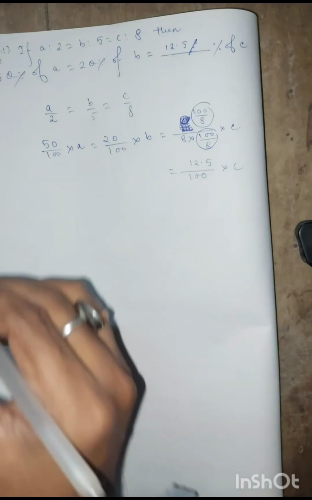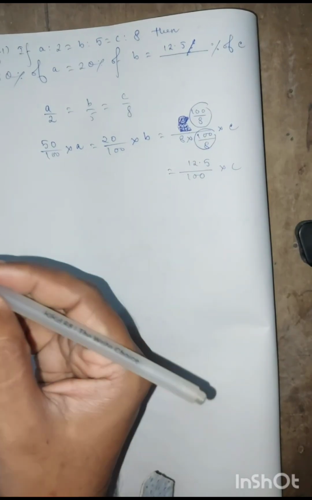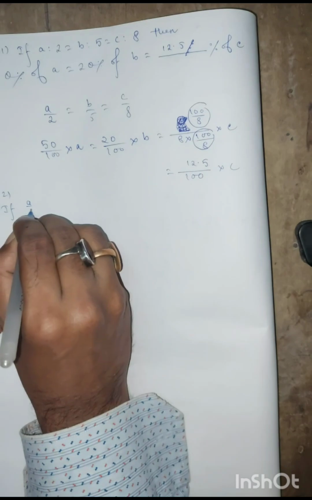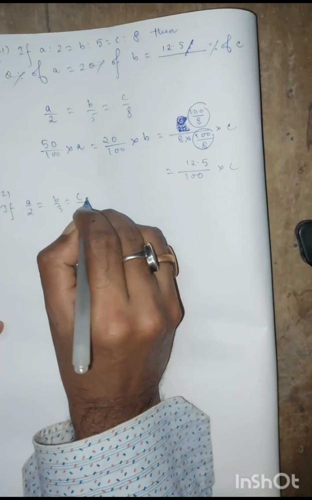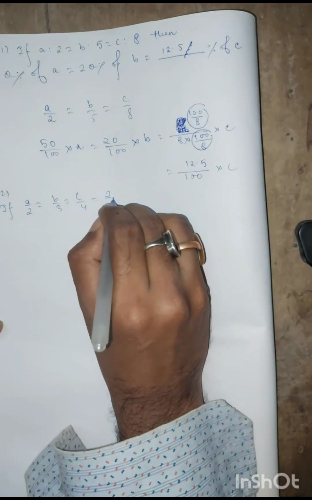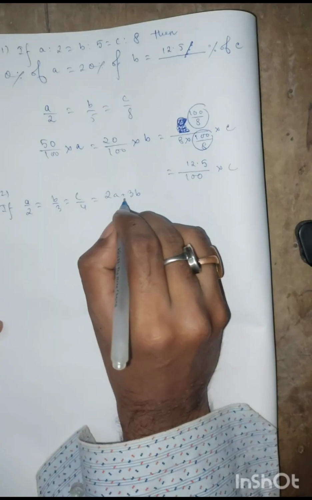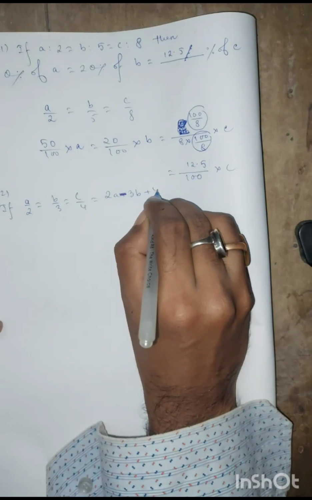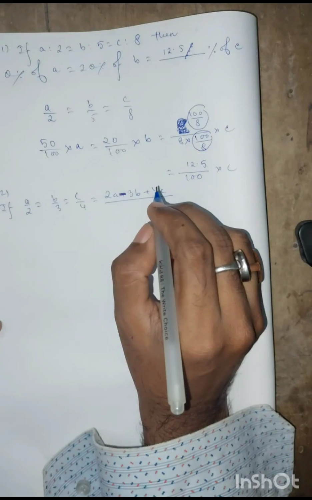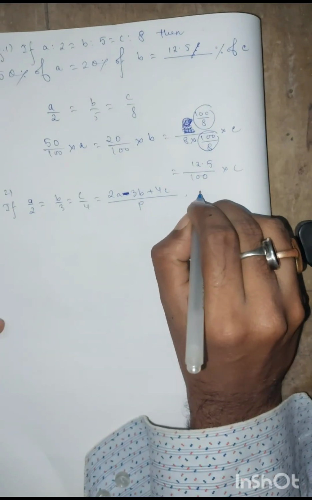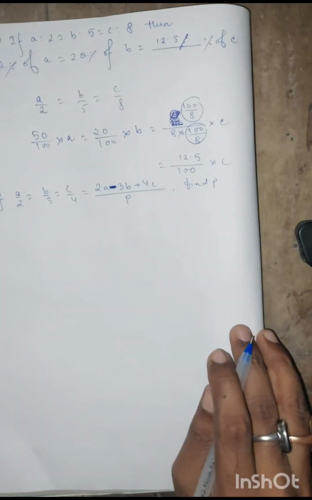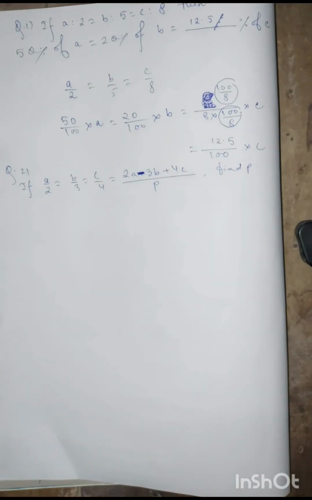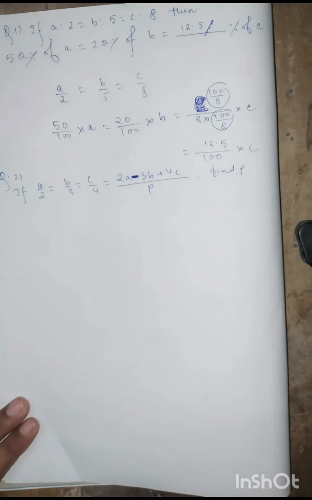Now let us do some more questions. If a by 2 is equal to b by 3 is equal to c by 4 is equal to (2a plus 3b, 2a minus 3b) then find P. So this is what we need to find, the value of P.